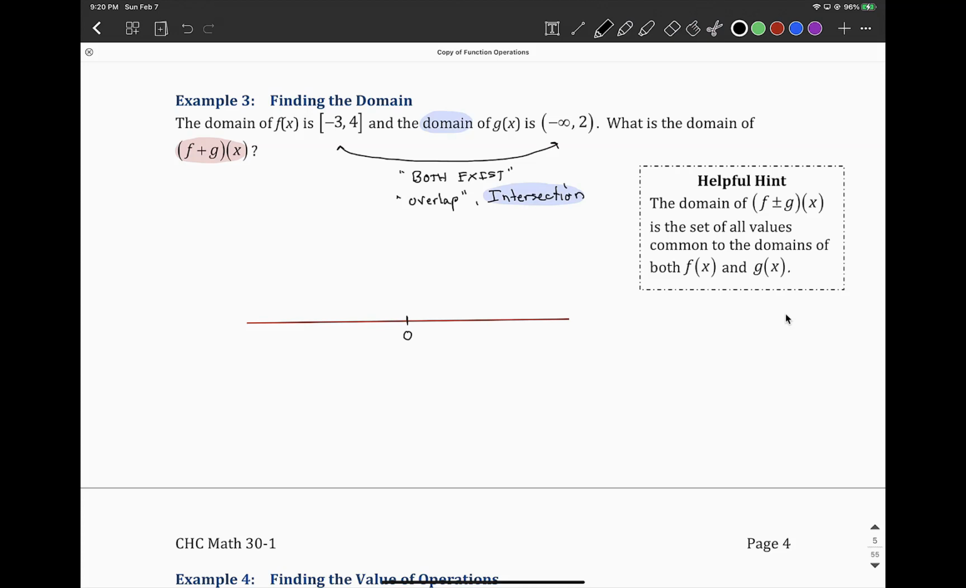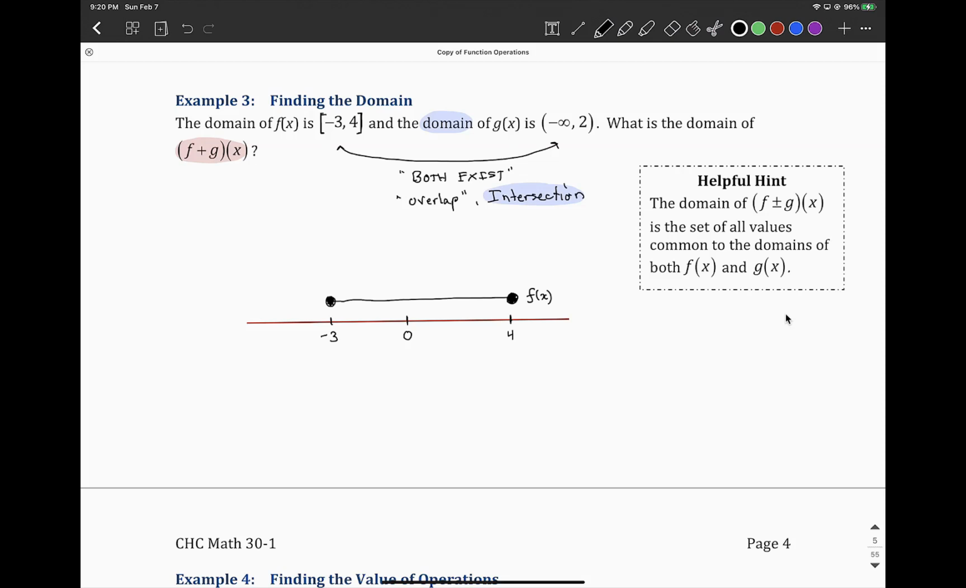Number lines are usually centered around 0. And it seems that one of the domains ends at 4, one of the domains ends at -3. And look at those square brackets. That's giving me permission to put a shaded included endpoint. And the domain of the first function, f, is including -3 and 4 and everything in between. And I'm just going to say that this is f of x's domain.